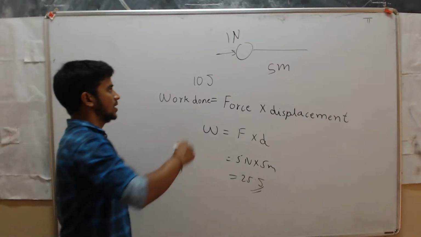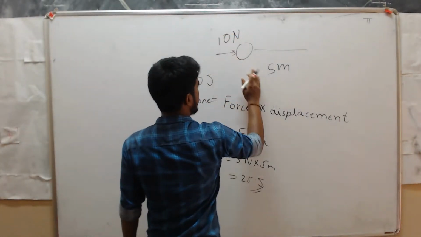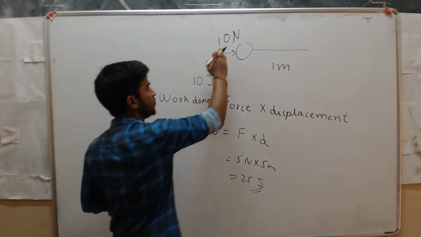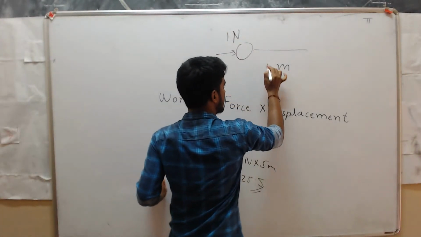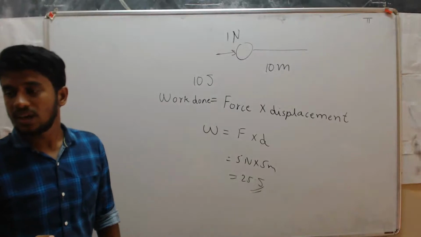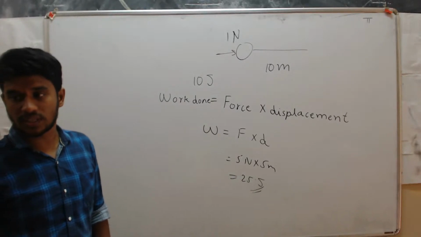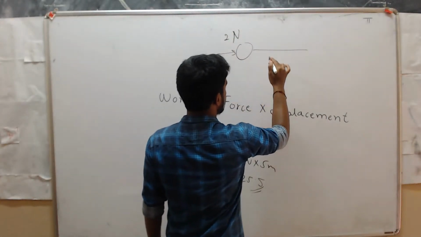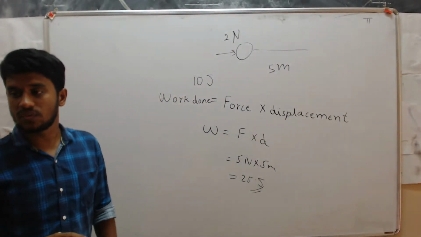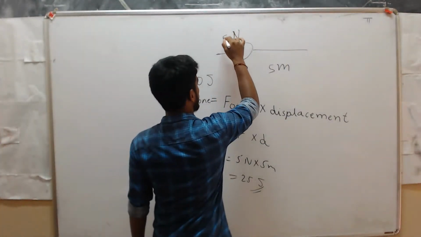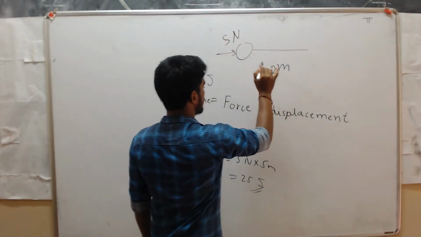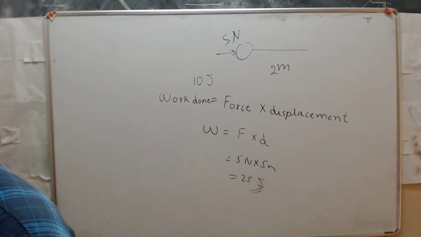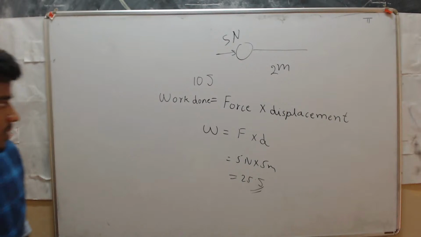First one, you can say 10 Newton force applied, and if the object covers 1 meter distance, then we can say that 10 joule of work is done. Or if 1 Newton force applied and it covers a 10 meter distance, then also we can say that 10 joules of work is done. Or if 2 Newton force applied and that object covered 5 meter distance, then also we can say that 10 joule of work is done. Or you can say that 5 Newton force applied and that object covered 2 meter distance. So at that time also we can say that 10 joule of work is done. Okay, hope you are clear what is work done.